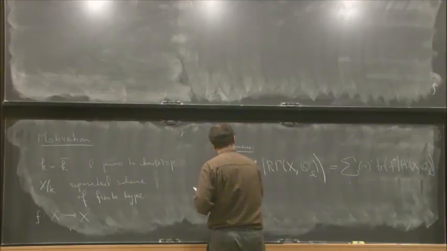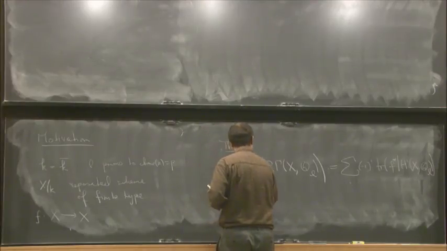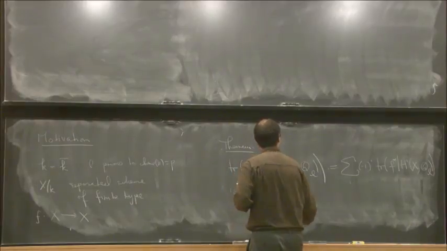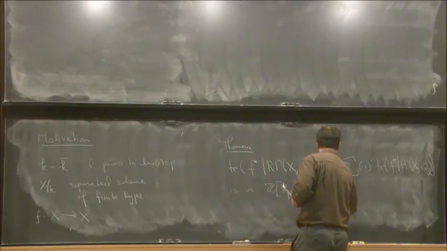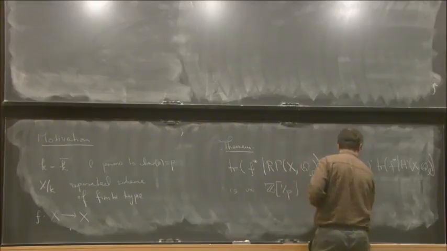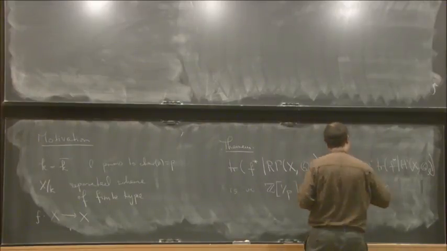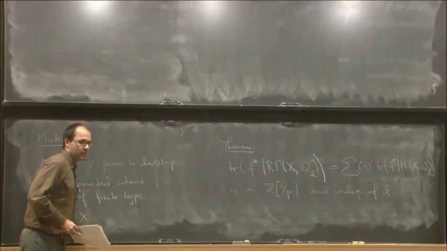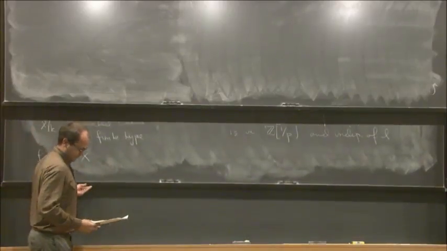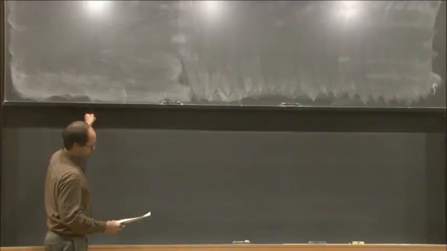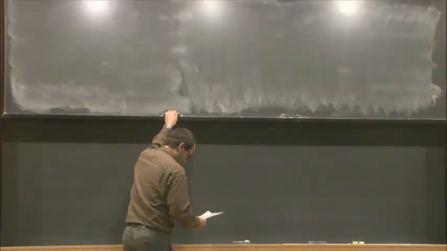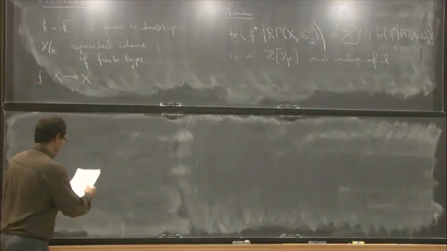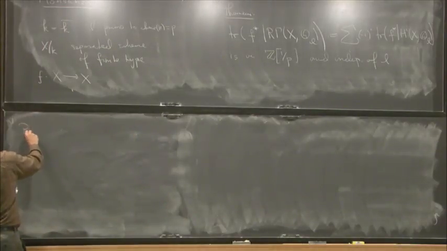In this case, this is in Z adjoin 1 over P and independent of L. Okay, so that's the kind of motivating theorem. So let me make some remarks.